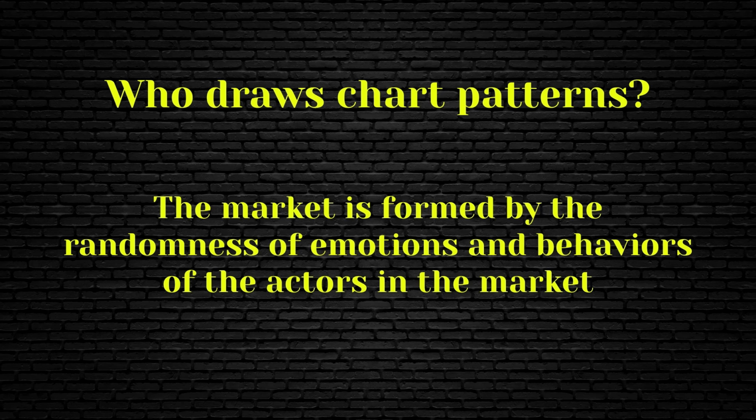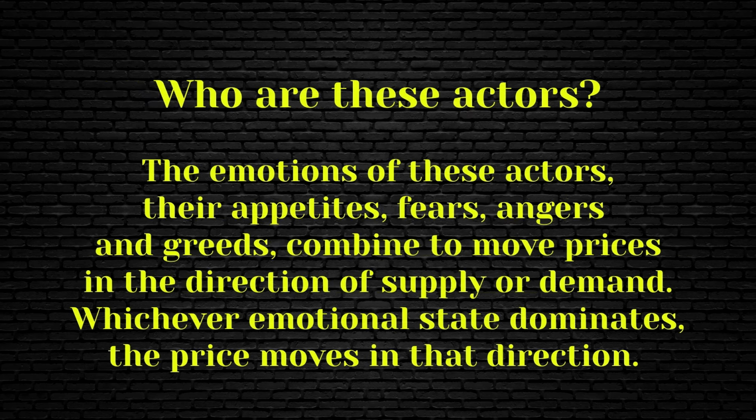In this context, I also want to refer to Adam Smith's theory of the invisible hand. The market is formed by the randomness of emotions and behaviors of the actors in the market. This is what I mean by the invisible hand. Who are these actors? Governments, corporate managements, speculators, large investors, small investors, and various other market dynamics. The emotions of these actors, their appetites, fears, angers, and greeds, combine to move prices in the direction of supply or demand. Whichever emotional state dominates, the price moves in that direction.